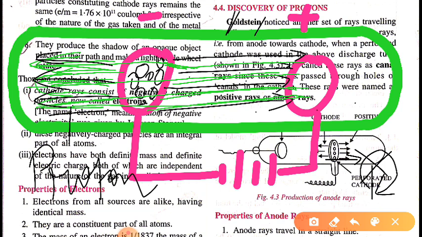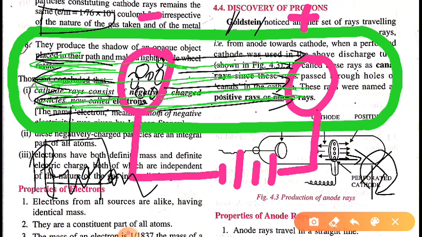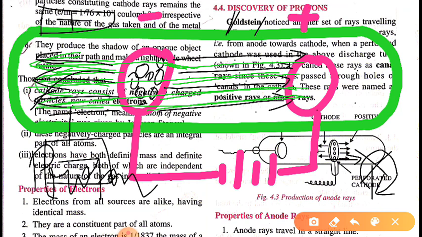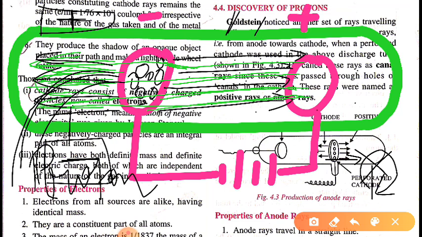He has used electric discharge, positive and negative. Suppose here he has taken negative and here positive. Sorry, here he has taken negative and here he has taken positive. So what he observed was that the ray was traveling towards the negative side.